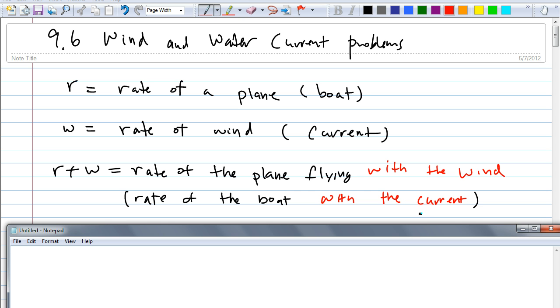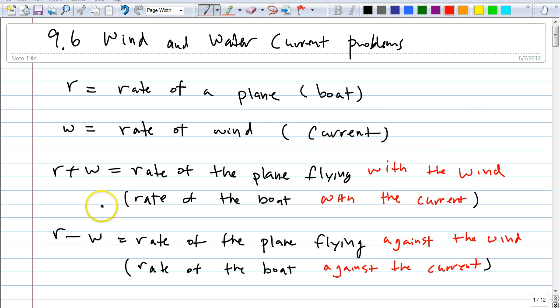What about then R minus W? What would that represent? Against, exactly. So go ahead and write them down. It's exactly what you expect it to be. It's the rate of the plane flying against the wind, or the rate of the boat against the current. Okay. So I'll give you time for you to write it down. Go ahead.